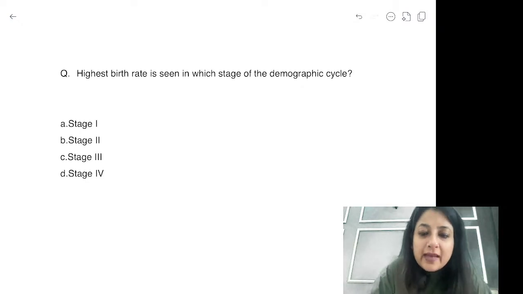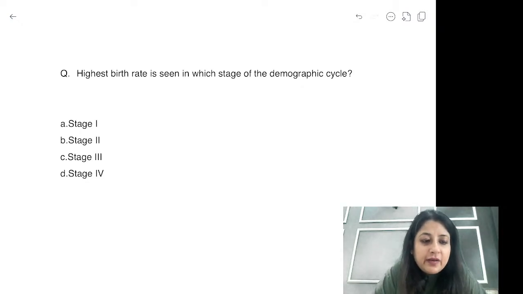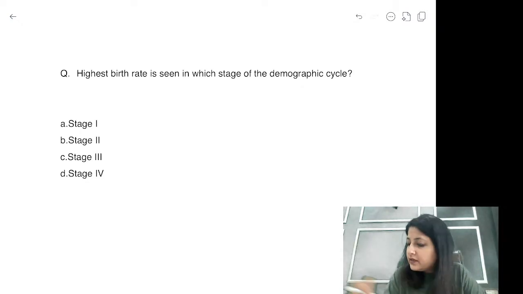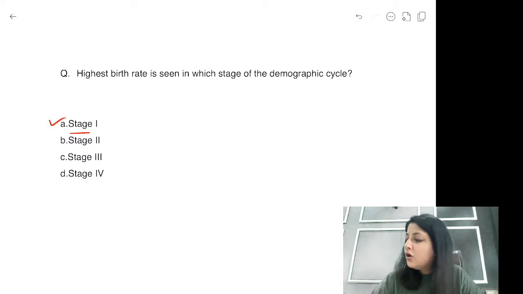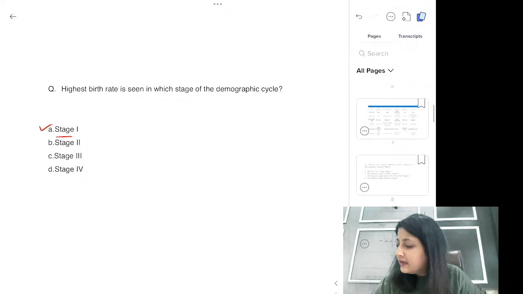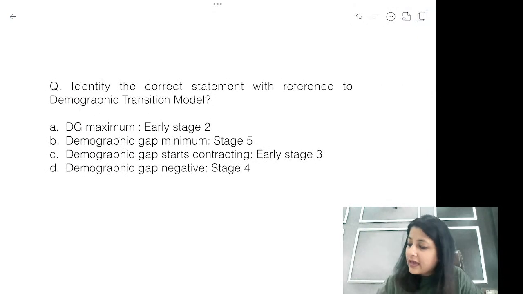Okay. So where do you see the highest birth rate, everybody? Very good. The highest birth rate is always seen in stage 1. Do not say stage 2. The highest birth rate is always seen in which stage, everybody? It is seen in stage 1. Okay, all right. Another question for the day. Let's see this one.